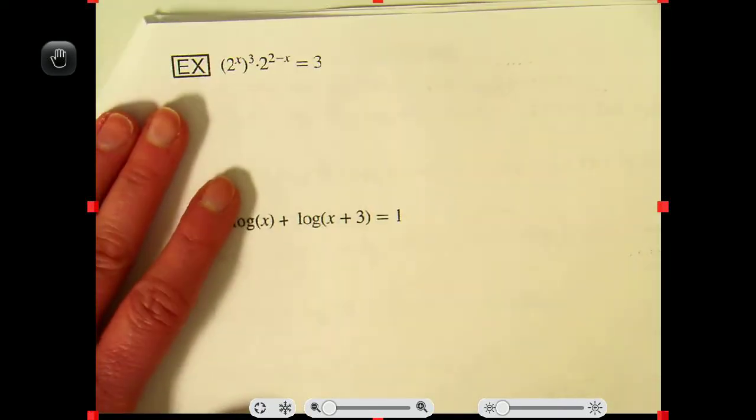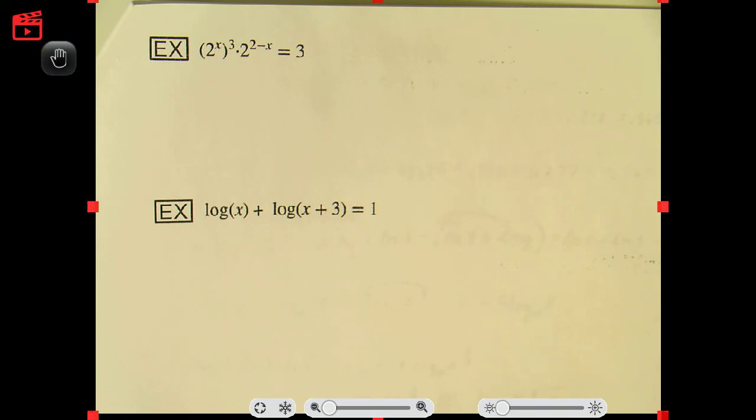I think we have one page left. Again, pause the video, try these on your own, check them. If you get them right, awesome. If not, then watch the video, see where you messed up.